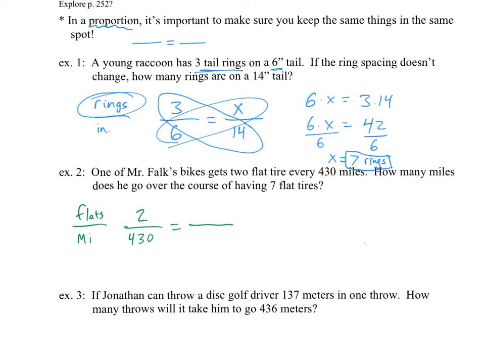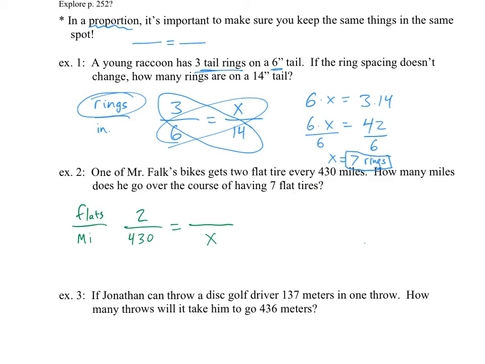So how many miles does he go over the course? We're looking for the number of miles. That has to be down here then. So x in this one is in the denominator, where in the first one it is in the numerator. So how many miles does he go? That's x, over the course of having 7 flat tires.